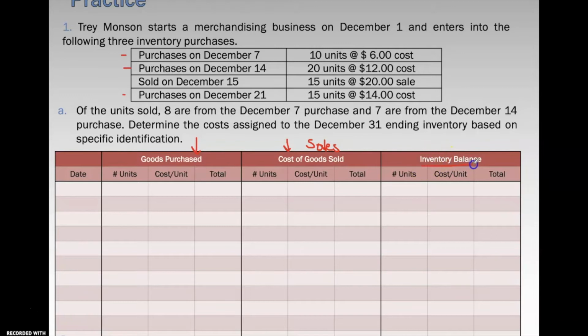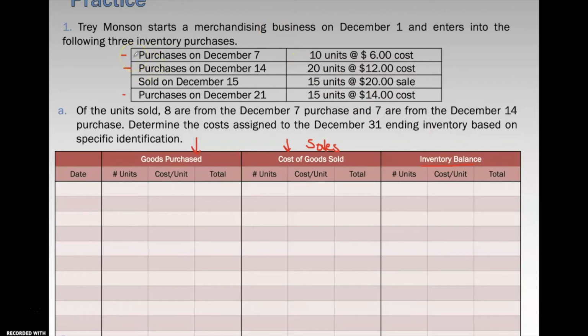Then the inventory balance we're going to have to update every single time. Every time we make a purchase, we want to update what our inventory is. Every time we make a sale, we'll also have to update it. At the end, our goal is to figure out what our cost of goods sold is, how much what we sold cost us, and to see what our balance is left, because that will be our beginning balance for the next time period.